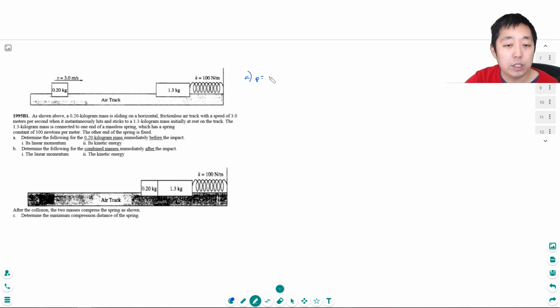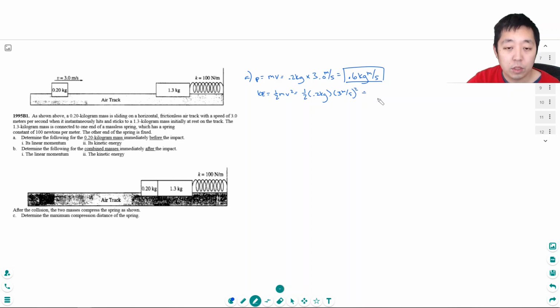So its momentum is just m times v. So it's 0.2 kilograms times 3 meters per second, and that is 0.6 kilogram meters per second. That is momentum. Its kinetic energy is equal to 1/2 mv squared: 1/2 times 0.2 kilograms times (3 meters per second) squared. 9 times 0.1 is 0.9 joules. Okay.